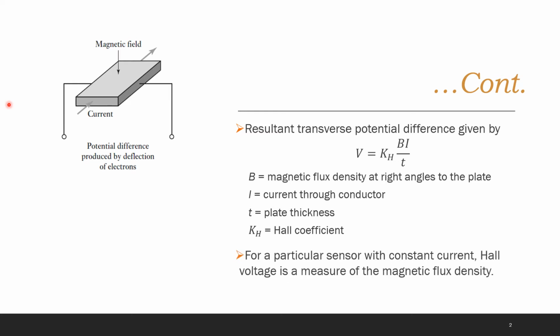Now for a particular sensor, the thickness will be constant, the Kh value will be constant, and for a constant current applied, which means a direct current, the potential difference V will be proportional to the magnetic flux density, that is B. So V is proportional to B. The working of the Hall effect sensor is based on this equation, where the potential difference developed will be proportional to the magnetic flux density for a particular sensor.